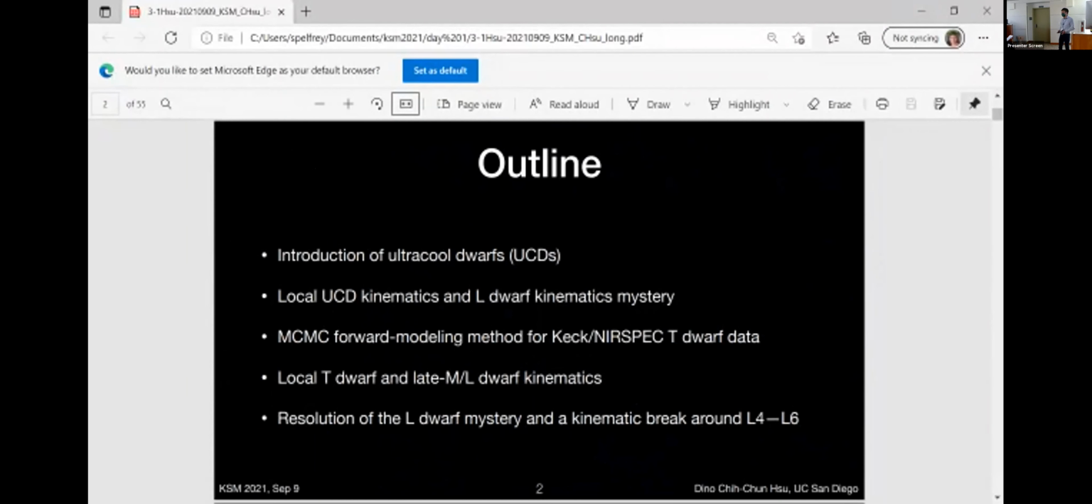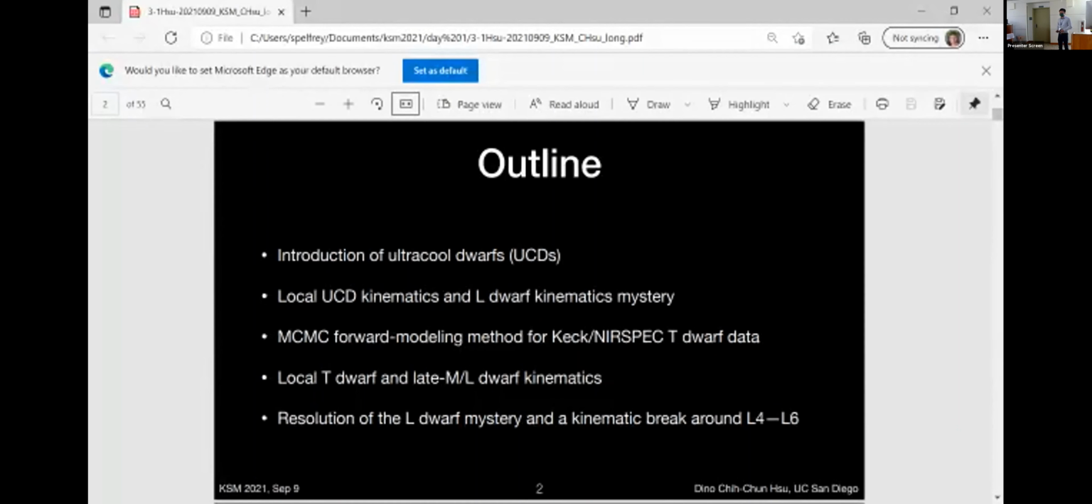So here's the outline. First, I'll briefly introduce what ultra-cool dwarfs are and their thermal evolution. And then I'm going to talk about what we understood in the past about ultra-cool dwarf kinematics, and then some mystery for L dwarfs locally. And I'm going to talk about the nearby T dwarf observations with Keck NIRSPEC and our MCMC modeling pipeline.